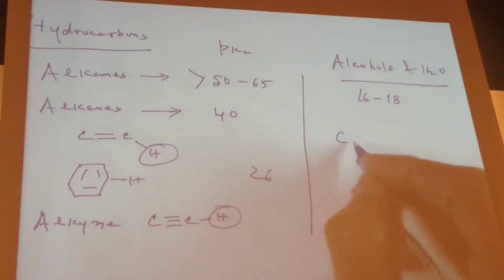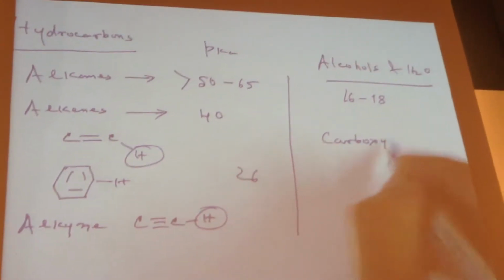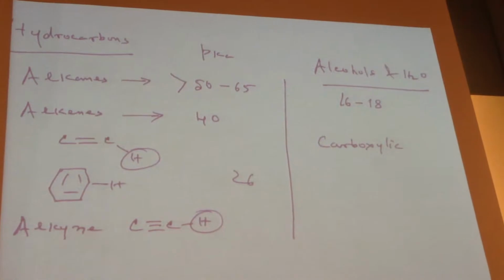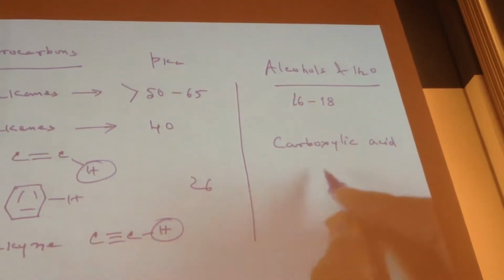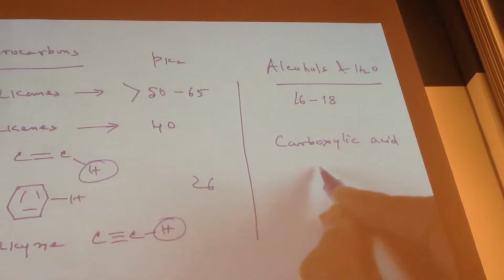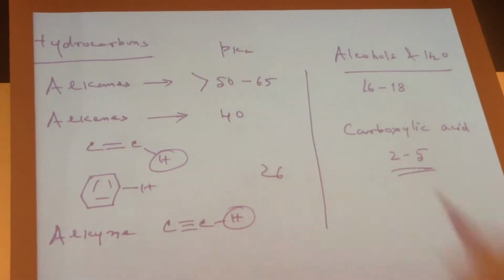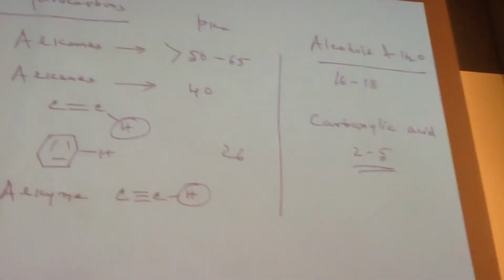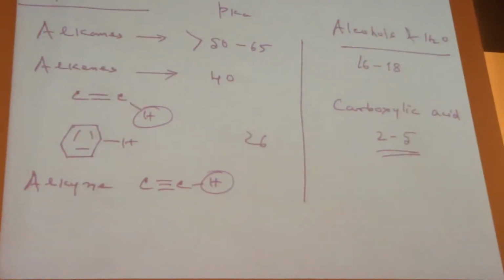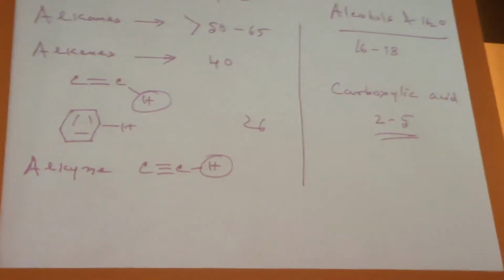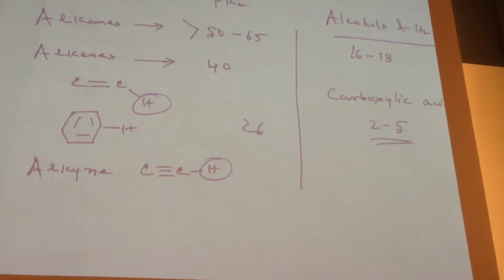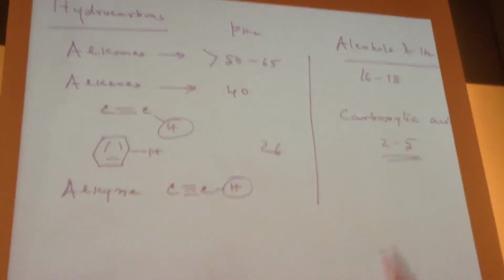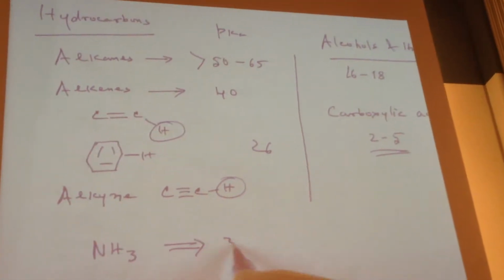Carboxylic acids are much more acidic, although we did not actually cover the chapter on carboxylic acids. But you still need to know that carboxylic acids are typically between 2 and 5. Acetic acid is roughly just below 5, and that's very typical of carboxylic acids. If you look at other types of compounds, the ones that we talked about is ammonia, NH3, which has a pKa of about 36.